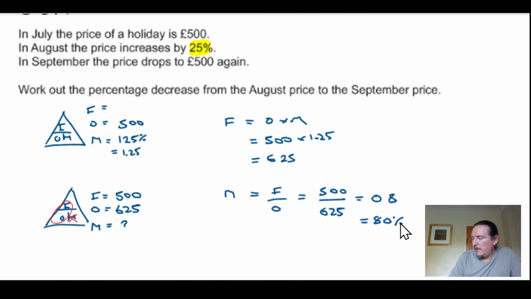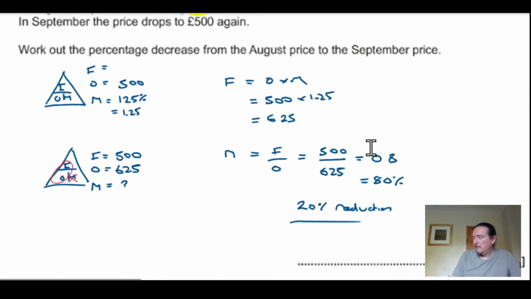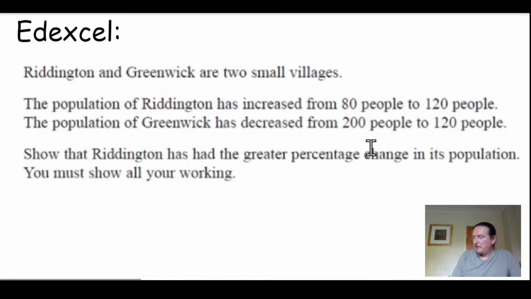So what has it gone down by? If it was at 100%, it's now 80. It's actually gone down by 20%. So that's a 20% deduction, or reduction I should say. So it was at £500, it went up 25%, it's now £625, but then to go back down to £500, that is a 20% reduction. So that is how much it's gone down by. So the percentage decrease from August to September is 20%. So it doesn't kind of make as much sense as you might think it does.